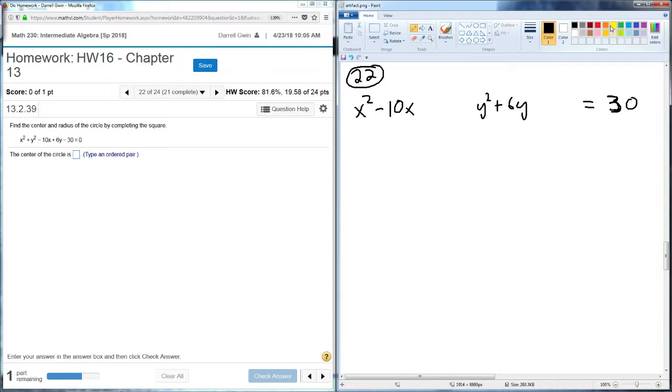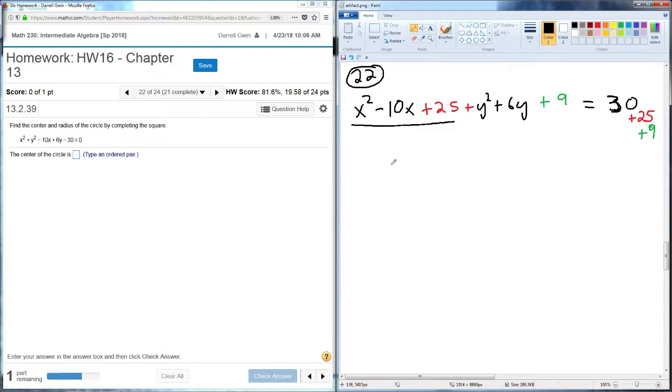Next. To complete the square here, you're going to have to add half of negative 10 squared. So 10 divided by 2 is 5. 5 squared is 25. But I must add 25 to both sides of the equation. Same with the y's. 6 divided by 2 is 3. 3 squared is 9. So I must add a 9 to both sides of the equation.